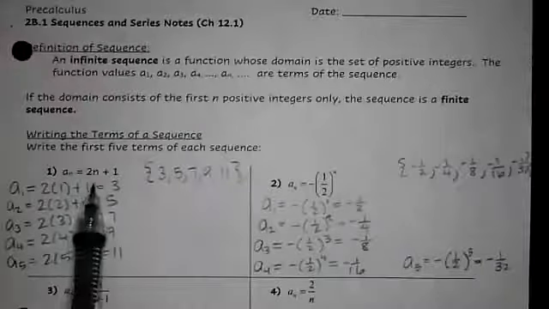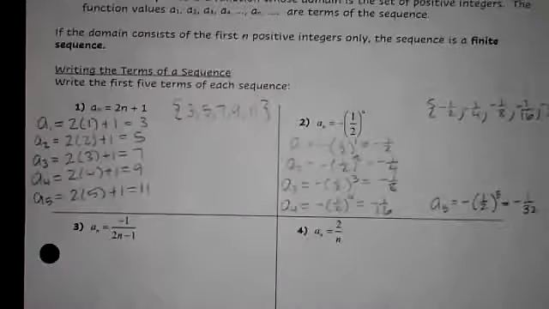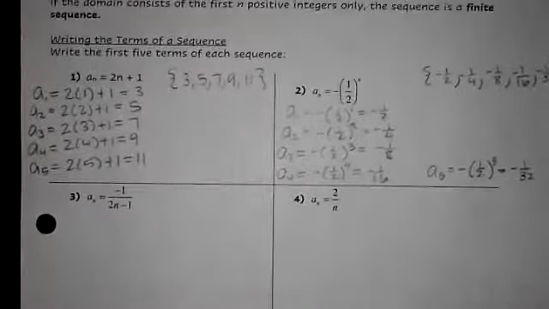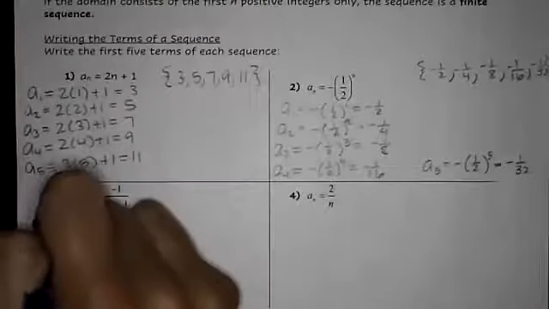So we just saw a linear sequence. We are seeing an exponential one here. This would be a rational one, and so would that one. So go ahead and try. Actually, I'll do one more with you guys.